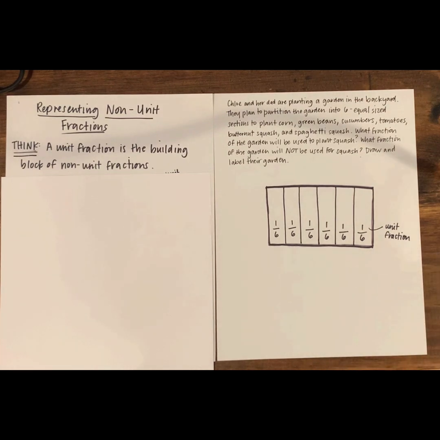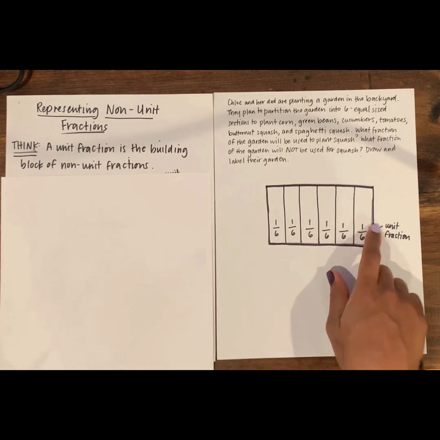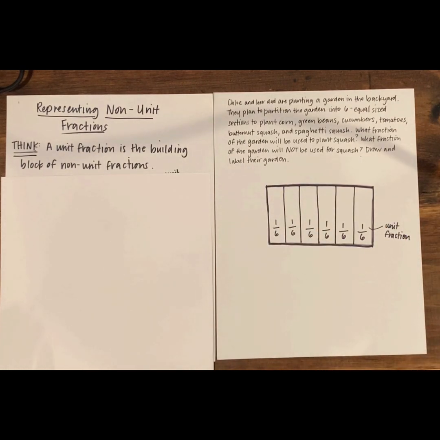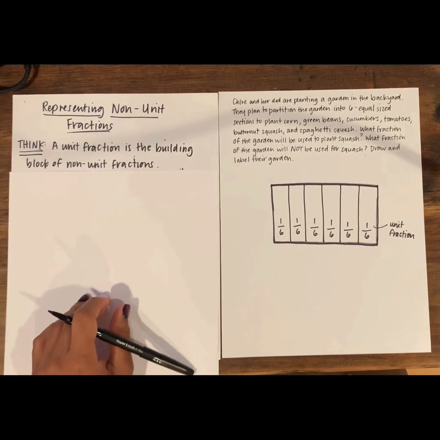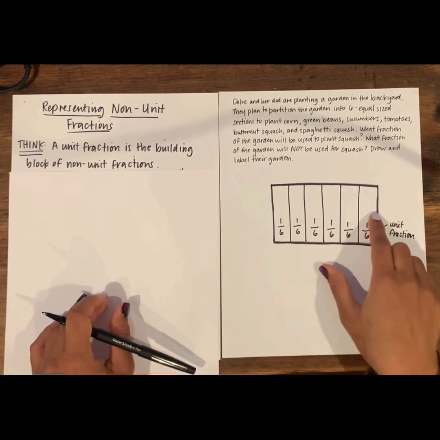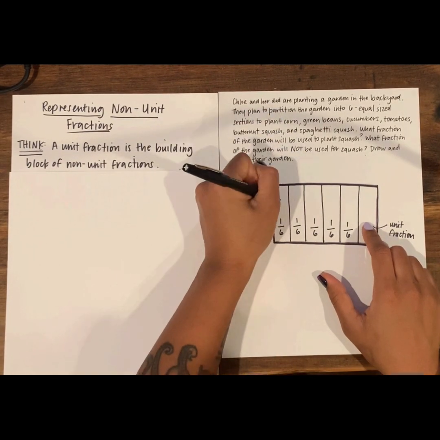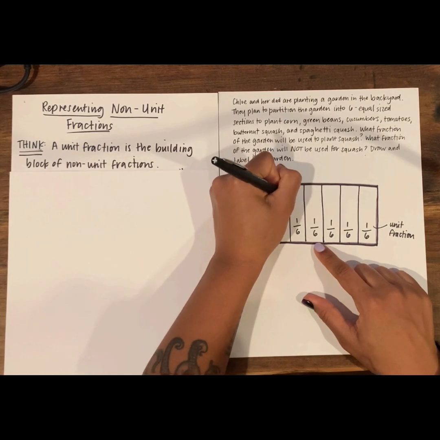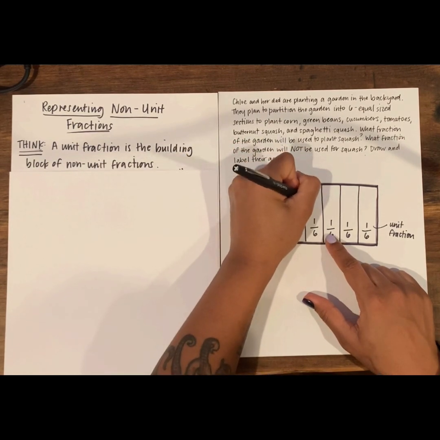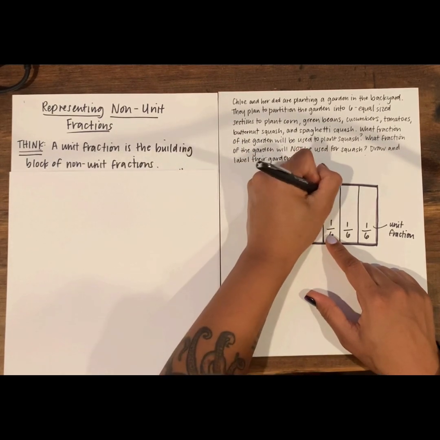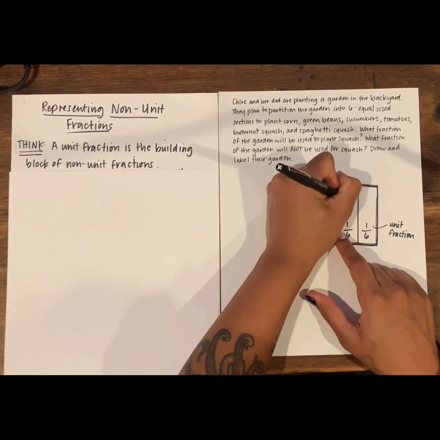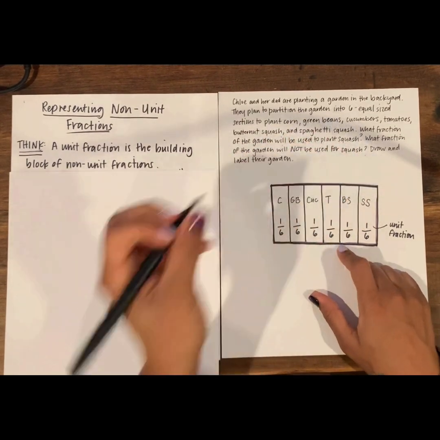What did you do next? I heard you say that you labeled each section based on what Chloe and her dad were planting in the garden. If you didn't label each section using the problem, go ahead and do that now. I'm going to use abbreviations so that they can fit into the spaces. So I see they planted corn, green beans, cucumbers, tomatoes, butternut squash, and spaghetti squash.